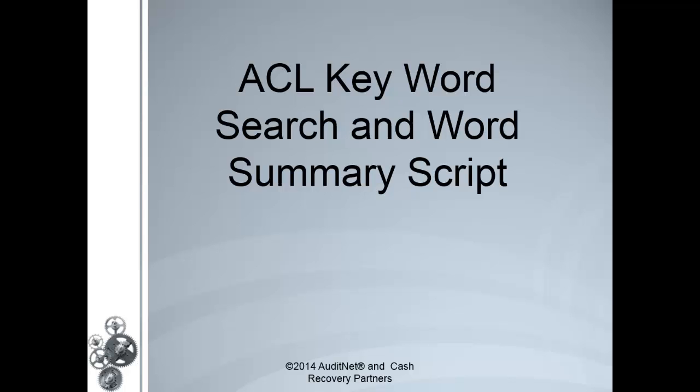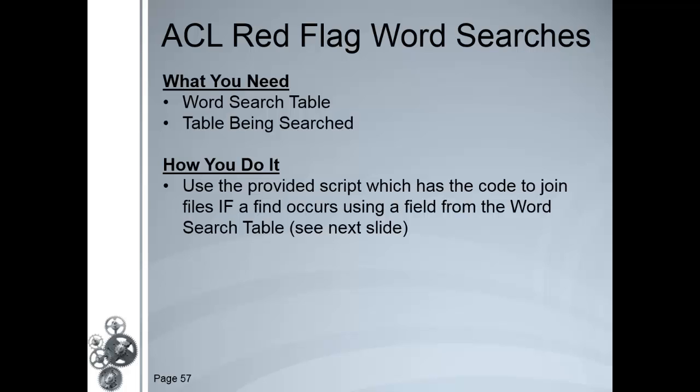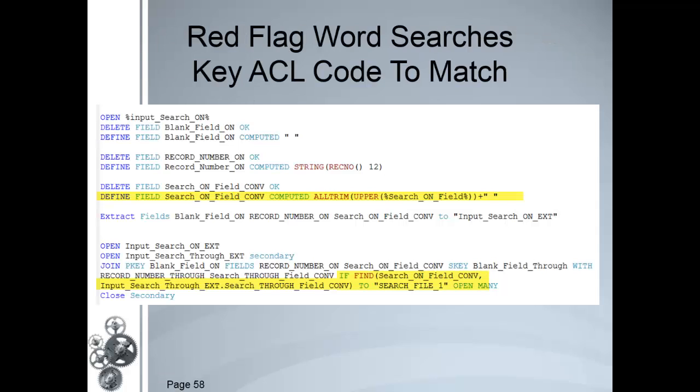So let's get into an ACL keyword search and word summary script. What I've done is I've taken an ACL script in version 11 and I have a word search table and then a table being searched, and we're going to use a provided script that's going to allow you to do this keyword type search.